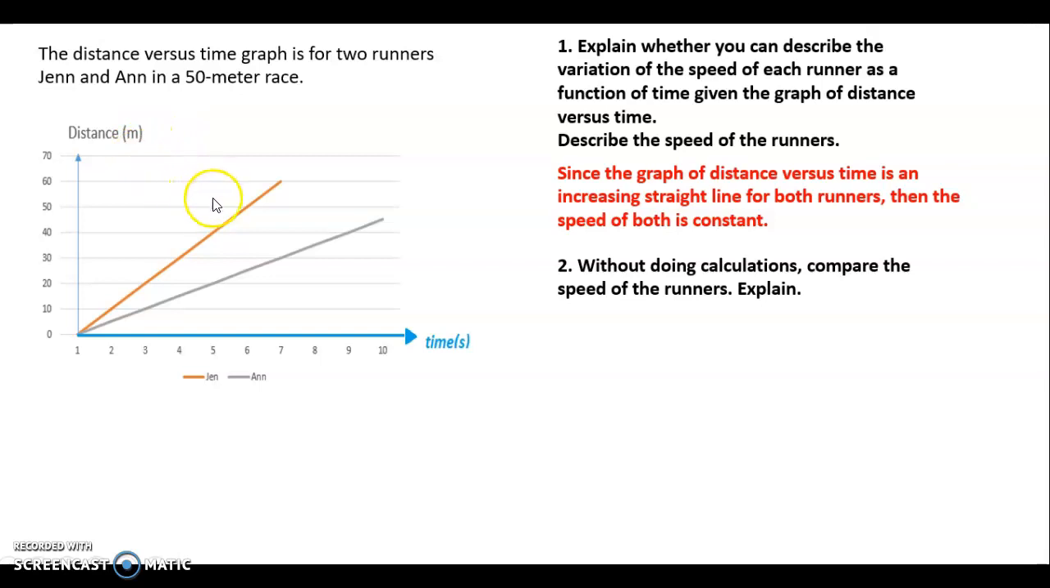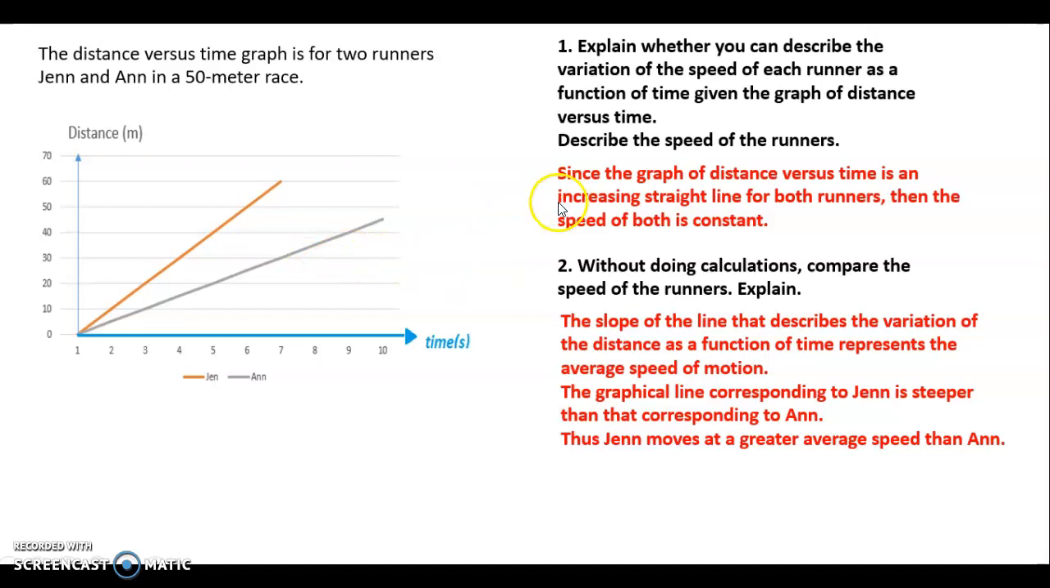Again, I mentioned that before, that for the graph of d versus t, the slope of the line represents the average speed of the moving object. So the line for d versus t of Jen is steeper than that of Anne. This means that the slope of the orange one is greater than the slope of the gray one, and thus the average speed of Jen is greater than Anne. So the slope of the line that describes the variation of the distance as a function of time represents the average speed of motion. The graphical line corresponding to Jen is steeper than that corresponding to Anne. Thus, Jen moves at a greater average speed than Anne.